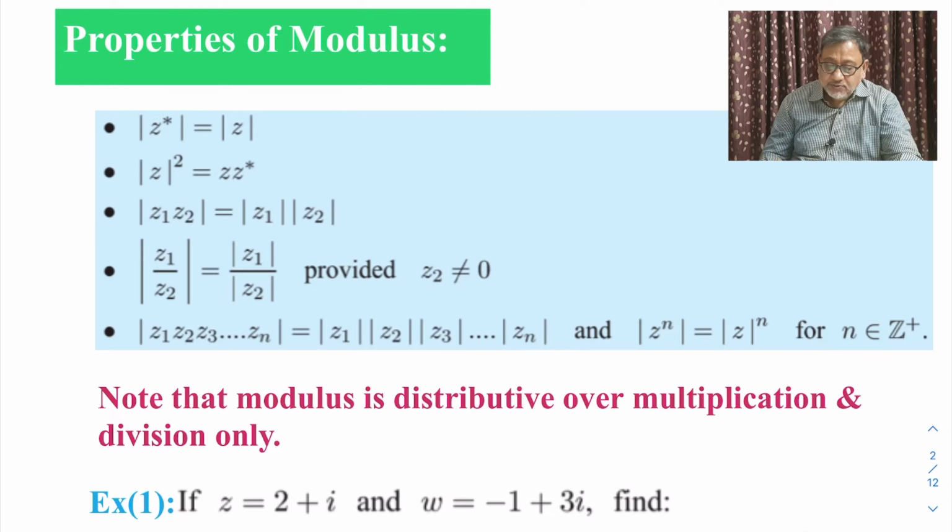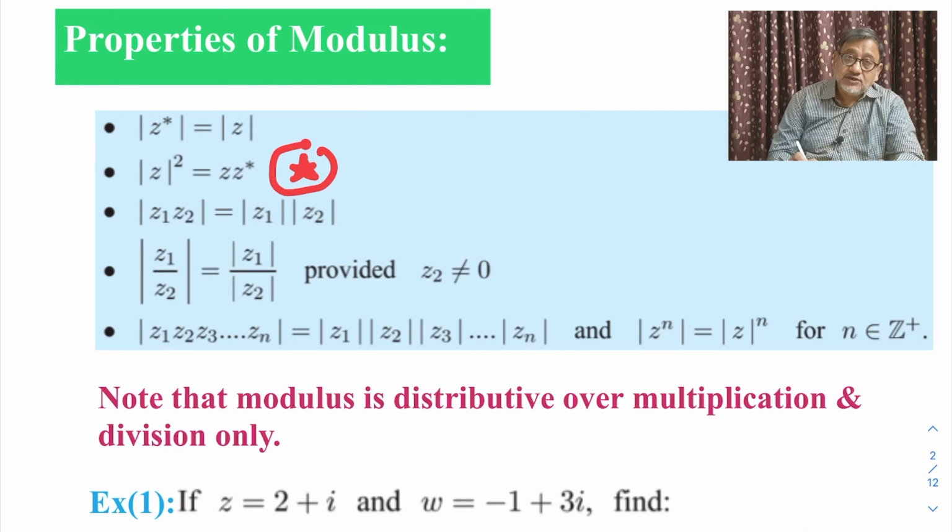Let us see now the properties of the modulus function, the modulus of a complex number. The modulus of z conjugate is the same as the modulus of z, as we have seen just now. Then the modulus of z squared is equal to z into z conjugate. This is a very important property.